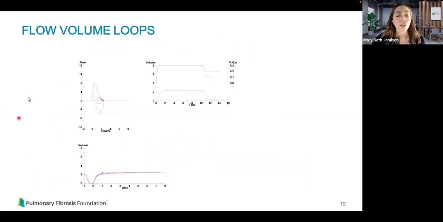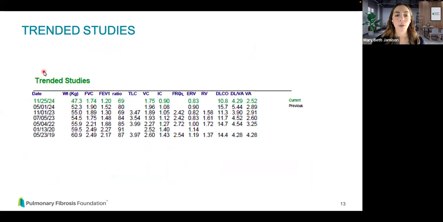Each section of your report will have the flow volume loops. We're not going to spend a lot of time really on the flow volume loops, but it will be on the report. Sometimes we can look at them to see how long of a breath you are taking. We can look to see if there's coughing, or there's other little things that we can look at in the flow volume loops. And then your trended studies is going to be on your report typically. So this is going to help you see a change over time in a nice, easy format.